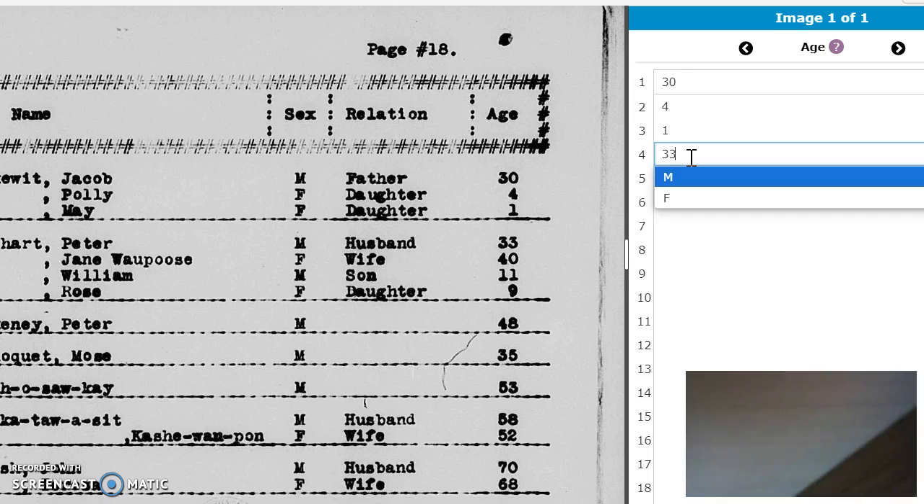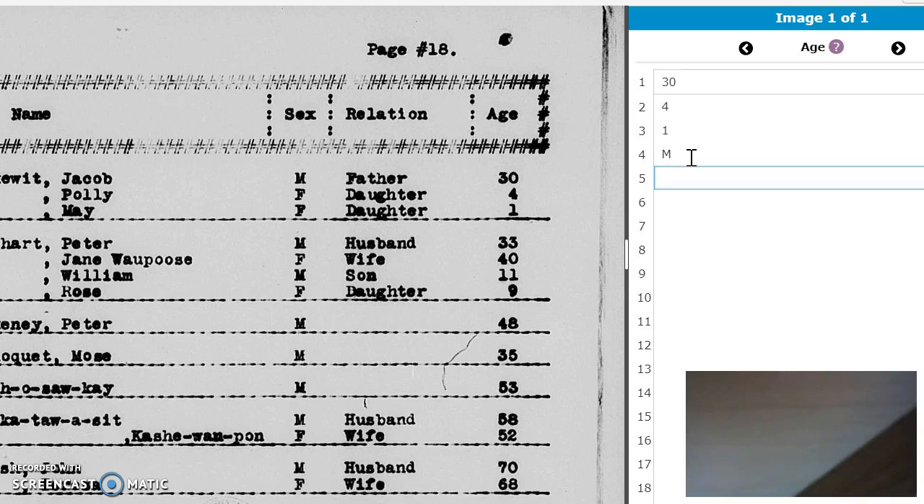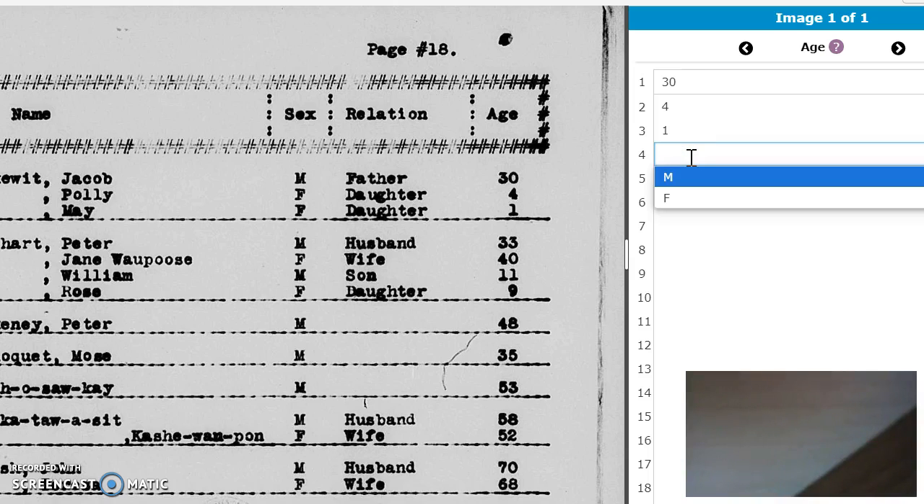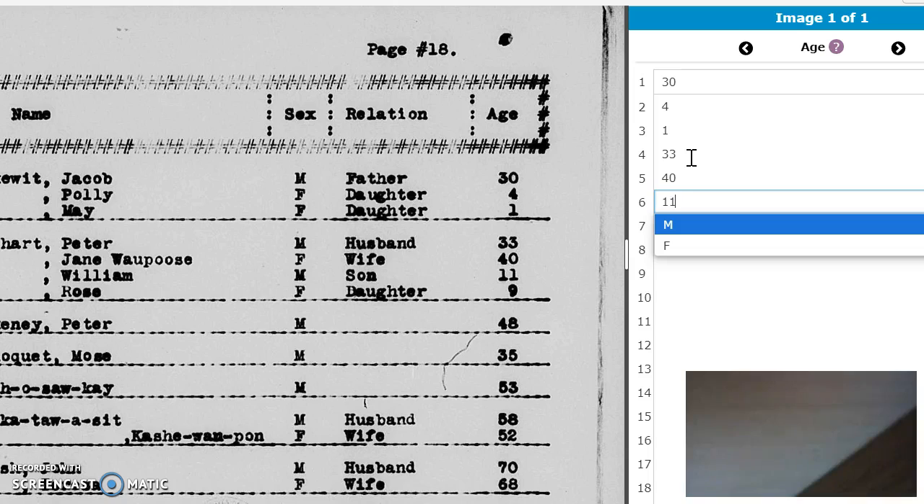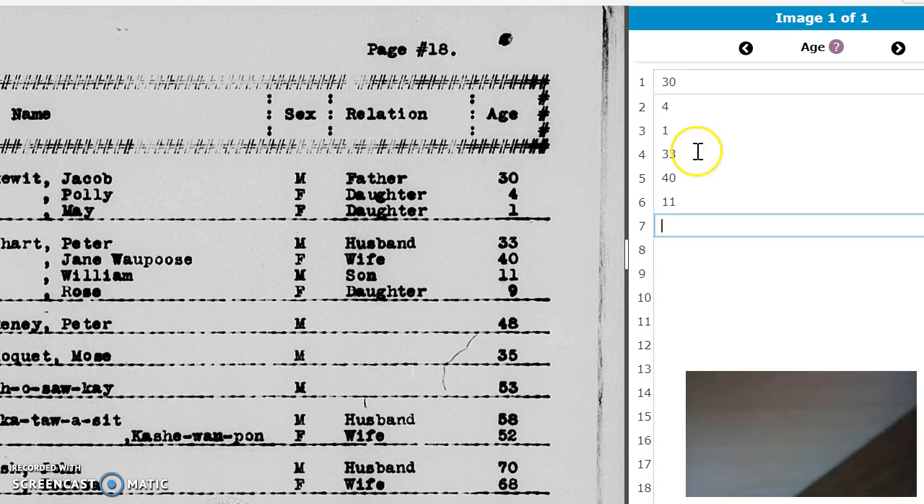33. Now, if I forget and I press my enter key, it's going to enter that M into the field. Okay, 33, tab, 40, tab, 11, tab. I think you get the picture. It's doing just what the other two batches were doing. It's offering me suggestions based on the column to the left of the one I'm typing in.